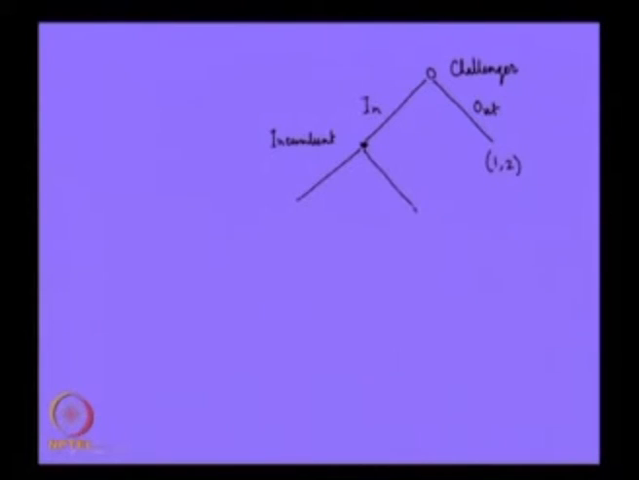So, let me write it afresh so that the picture becomes more clear. So, this is the game and we are saying that there is a Nash equilibrium in out fight and there is a Nash equilibrium in out accommodate.